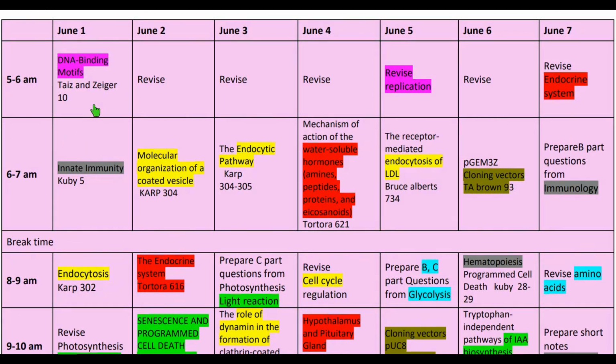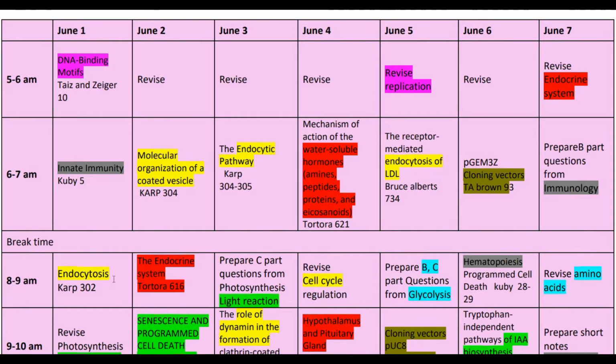Morning 5 to 6 a.m., study DNA binding motif, just examples. There is a paragraph in CSIR NET, just a table, just watch it. Just study from the table. 6 to 7 a.m., innate immunity. Study from QB. Then break time. In the break time you can check email, Facebook or watch mobile, etc.